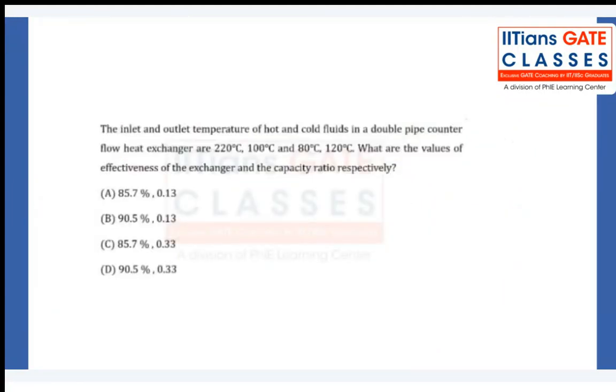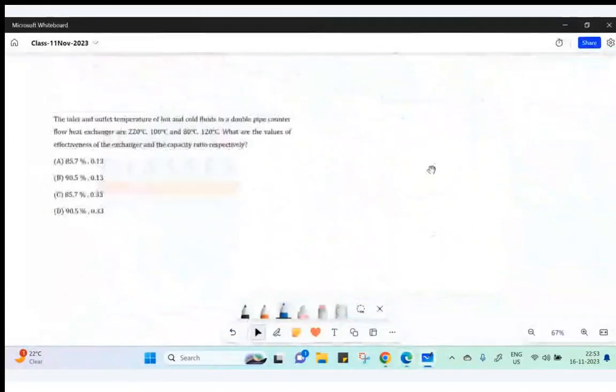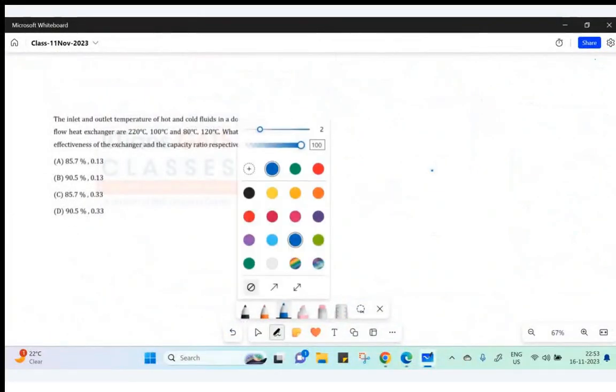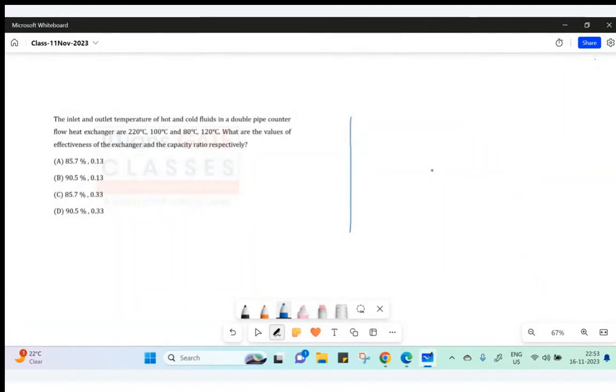Inlet and outlet temperatures of hot and cold fluids in a double pipe counterflow heat exchanger are 220, 100, 80, 120 degrees. What are the values of effectiveness of the heat exchanger and heat capacity ratio? You will understand more in this problem. First thing, whenever you want to solve a heat exchanger problem, draw this T-X diagram. This will help you save time. Temperature versus X, where X0 is the inlet of one side and then the exit on the other side.